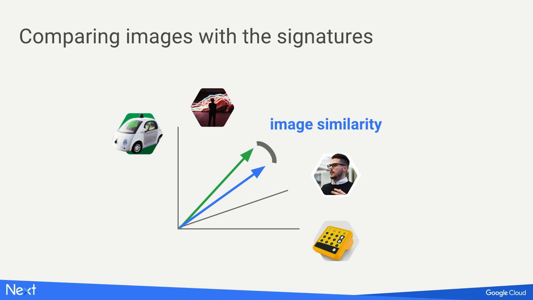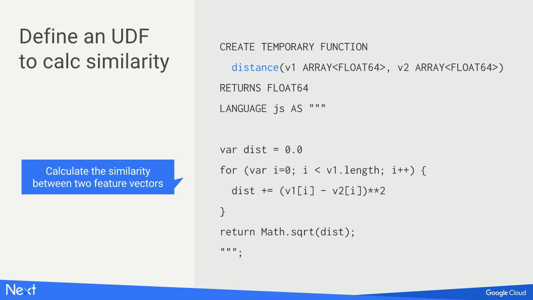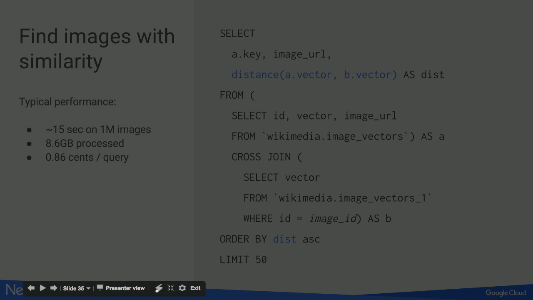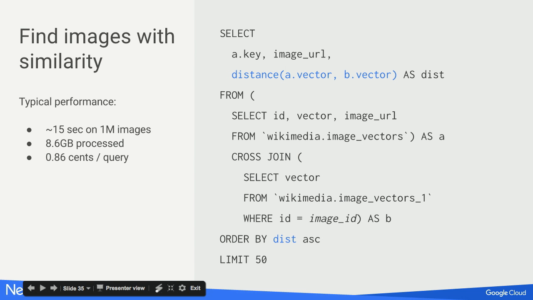You can find the similarity, or distance, between the vectors to find similar images. Again, we are using a UDF to calculate the similarity between two vectors. It's very simple math. And you can use the UDF in your own SQL, just like ordering by the distance between the vectors. And it's so inexpensive. If you run this query against 1 million images, it would only cost 86 cents. So it's not so expensive.